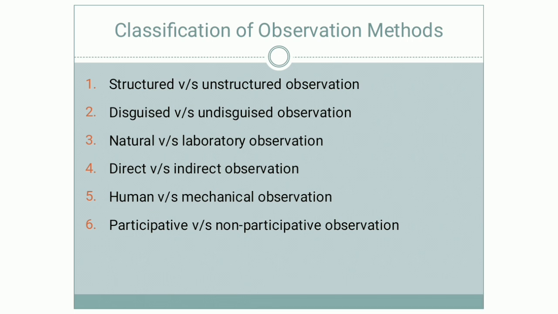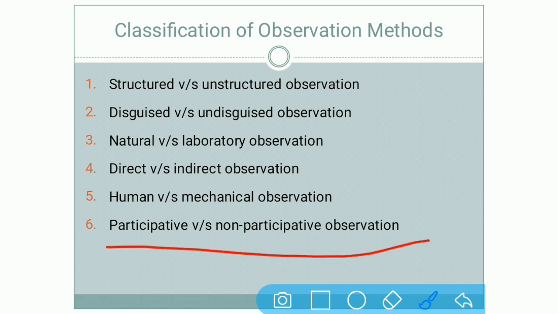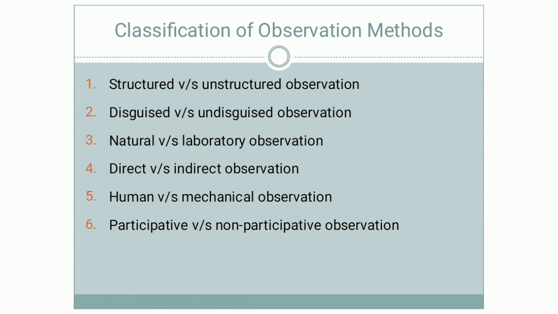Last one is participative versus non-participative observation. Participative observation is when the observer or the researcher himself or herself participates in a particular study. If you are doing the research yourself and you are also included in the study, then it becomes participative observation. Non-participative observation is where the observer or the researcher does not participate in the event.